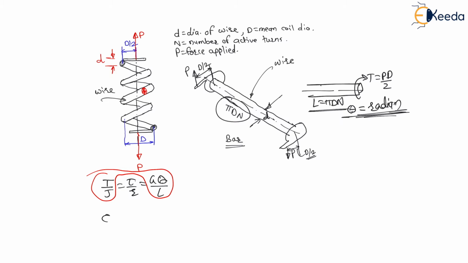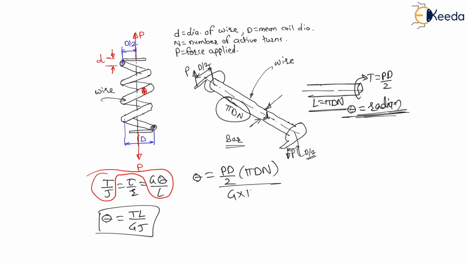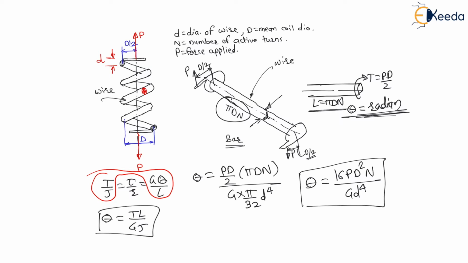Therefore from this equation I will get theta is equal to TL upon GJ. So let us put the values here. Therefore theta is equal to torque, which is PD divided by 2, length is pi dn, divided by G, J is pi by 32 small d power 4. And if I simplify this, then I will get this angular deflection theta is equal to 16 P D square n divided by G d power 4. This should be the angular deflection theta.